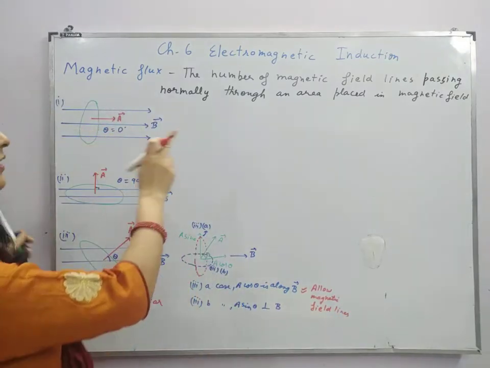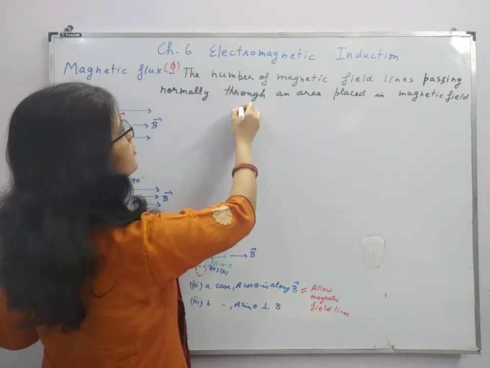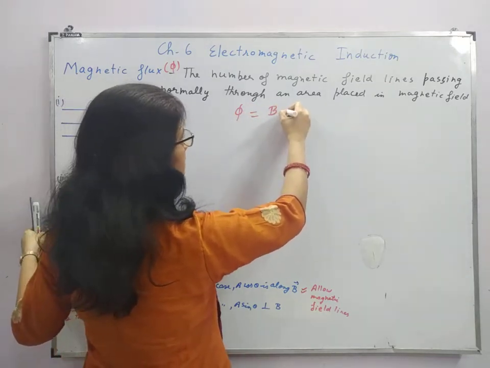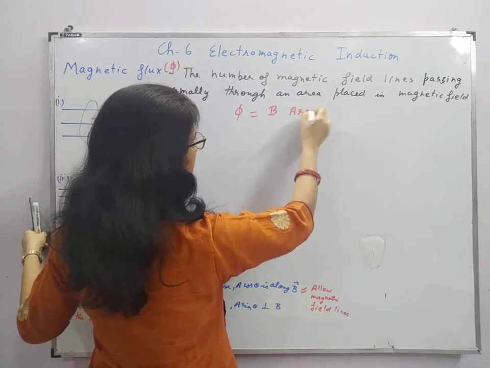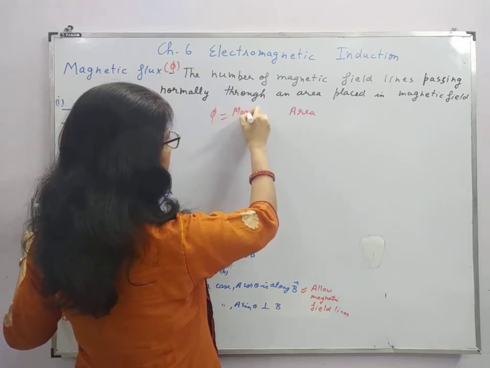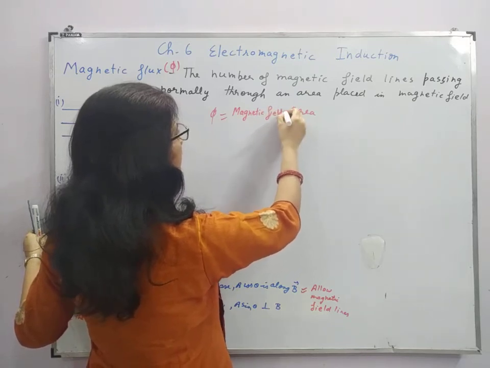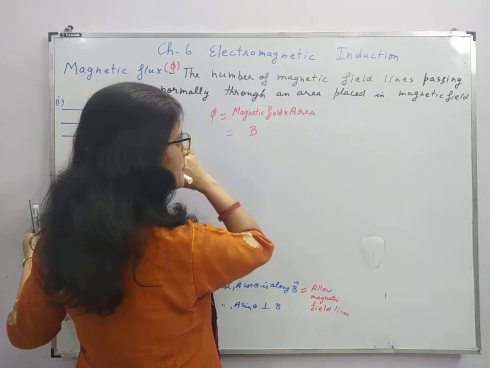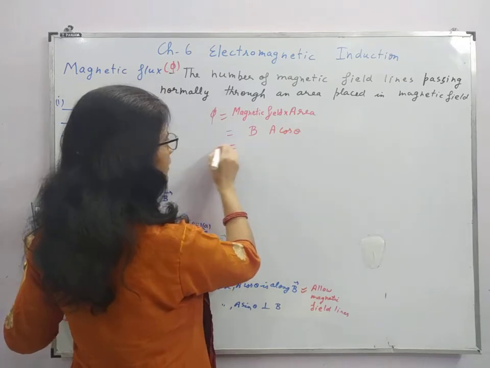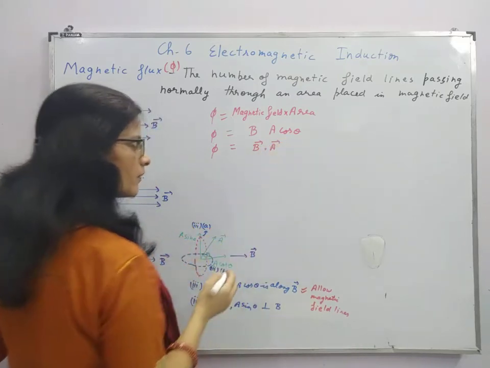Right? So that's why we can write the formula of magnetic flux, which is denoted by phi. Flux can be written as B into area, or you can write simply phi is equal to magnetic field into area, and if we are talking about the general case, this can be written as B A cos theta, and in vector form this can be written as B dot A, right?